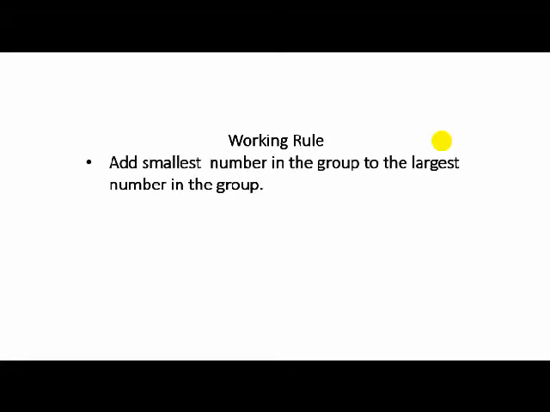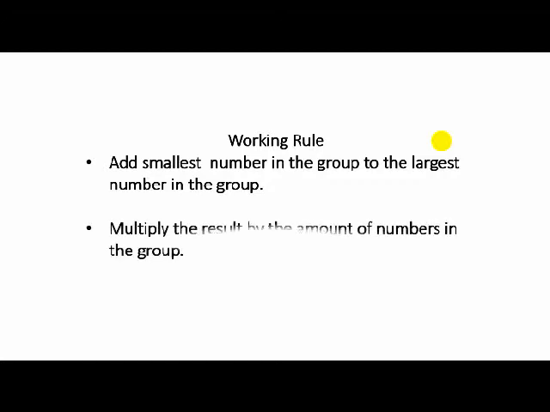Friends, first we will see the working rule. Here the first rule is to add the smallest number in the group to the largest number in the group. Suppose we have to add the numbers from 21 to 31, then 21 will be the smallest number and 31 will be the largest number, and you have to add them together.